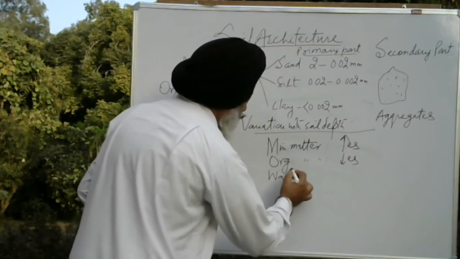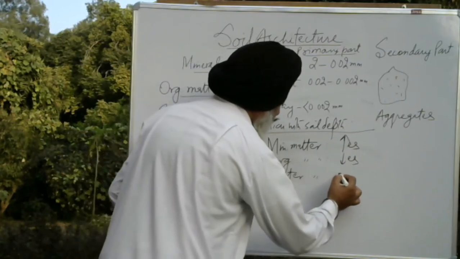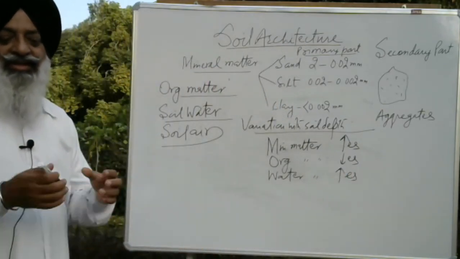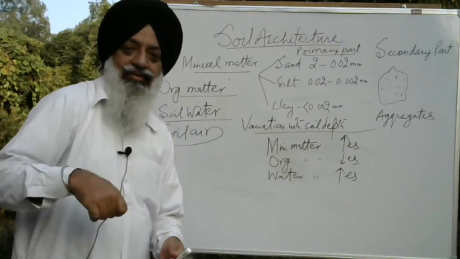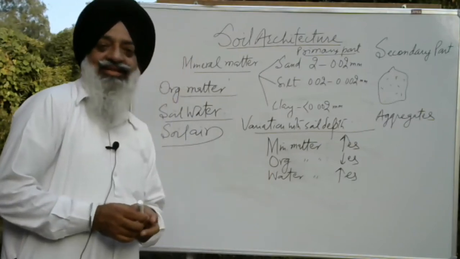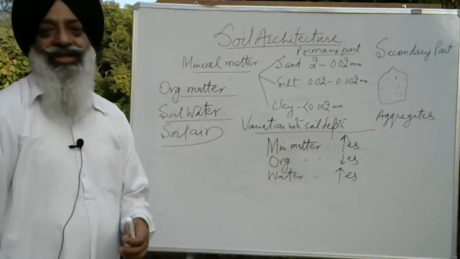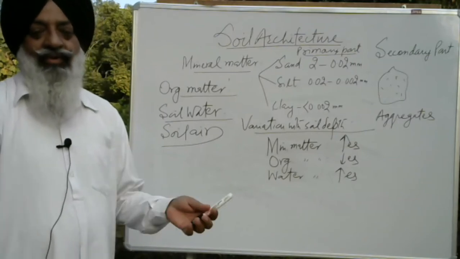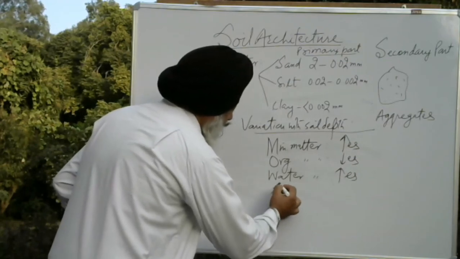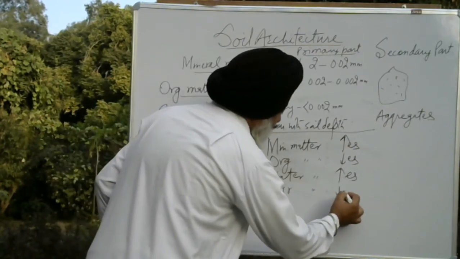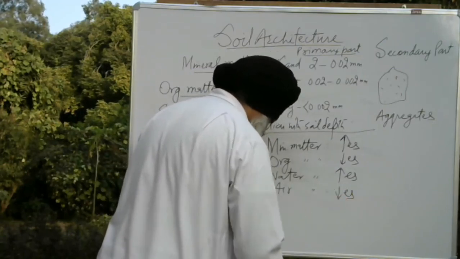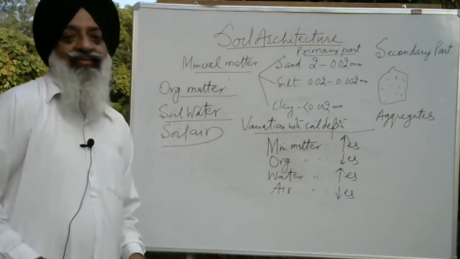What should happen to soil water as you go deep into the soil? Yes, it increases with depth. Generally the surface layers could be dry, but as you go down, the moisture content increases. And if I ask about air, it is quite clear that if water increases down the depth, air should decrease. So as you go down into the soil, air decreases. This is how the soil components vary with soil depth.